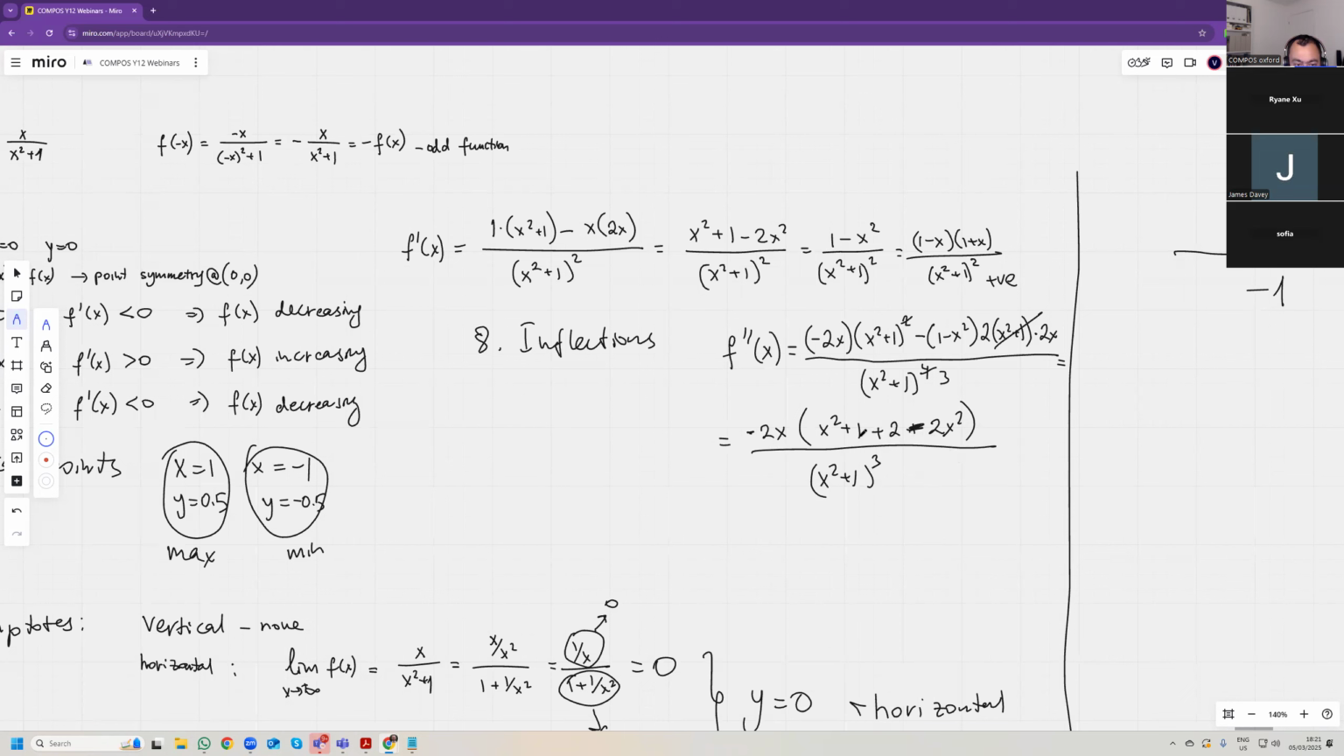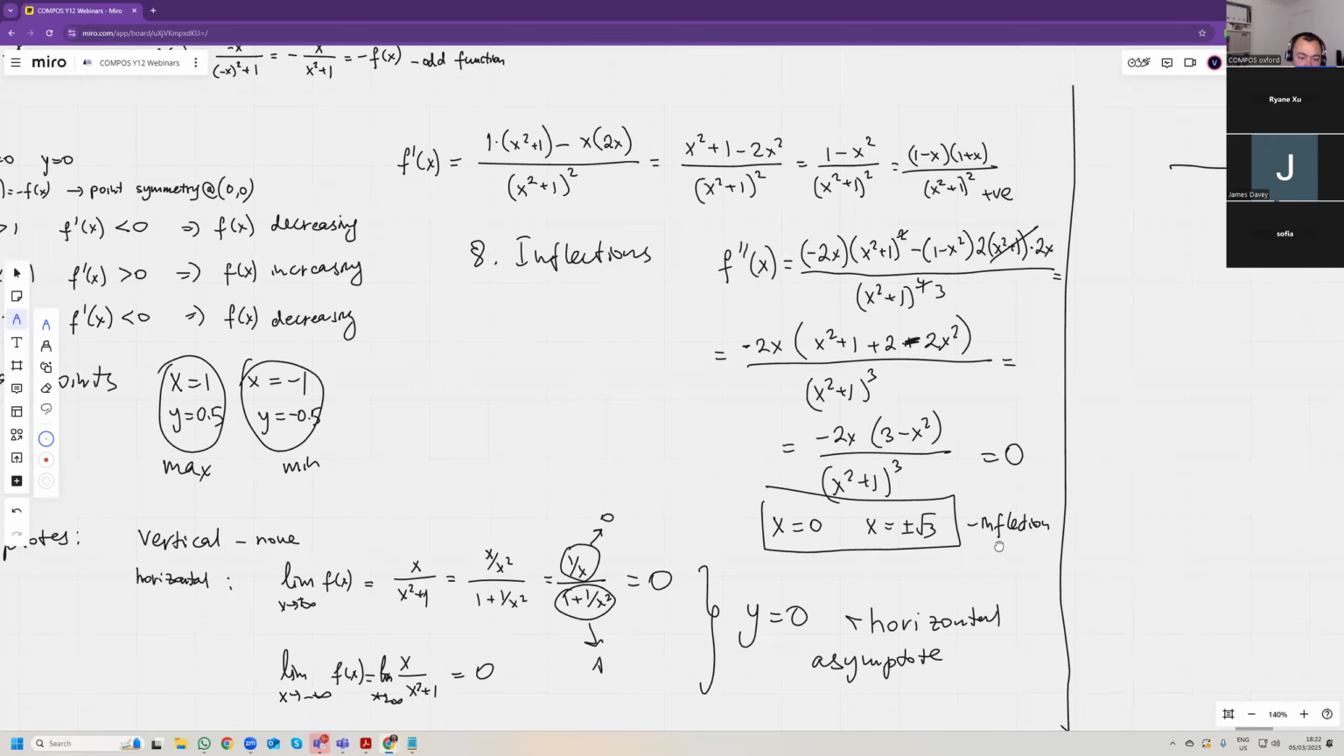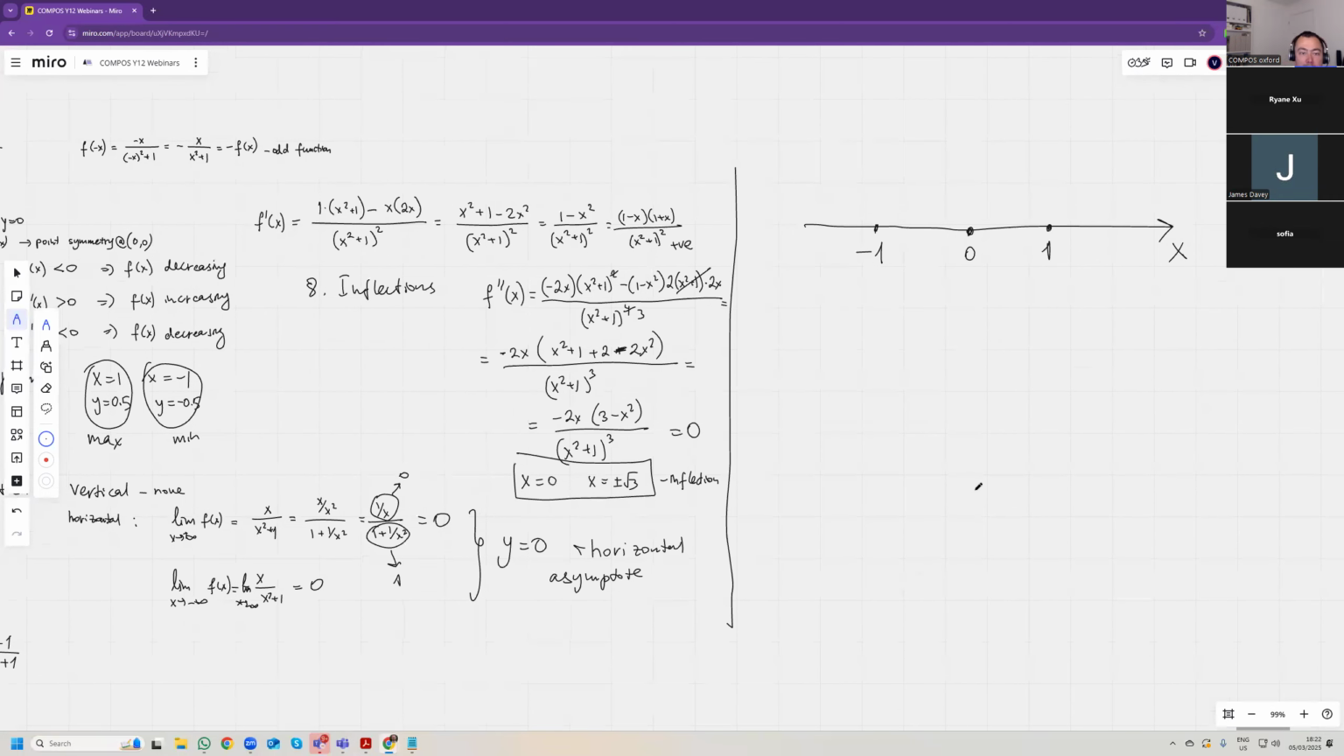So that's going to be 3 minus x squared, minus 2x, 3 minus x squared, x squared plus 1, 3. And so the second derivative is equal to 0 when x is 0, x is plus or minus root 3. So these are the points of inflection. Okay. So I put root 3 and minus root 3.